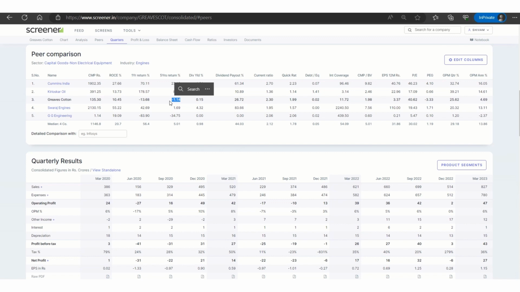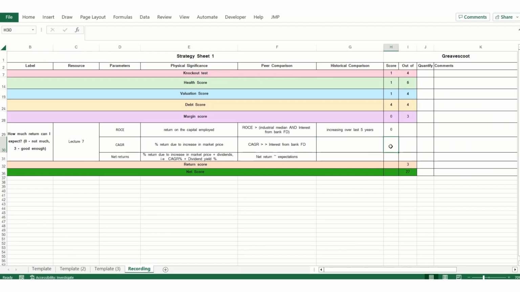So that's a bad sign. And so yeah, let's first go and label this as 0. So this is not good. Now the next is a net return.